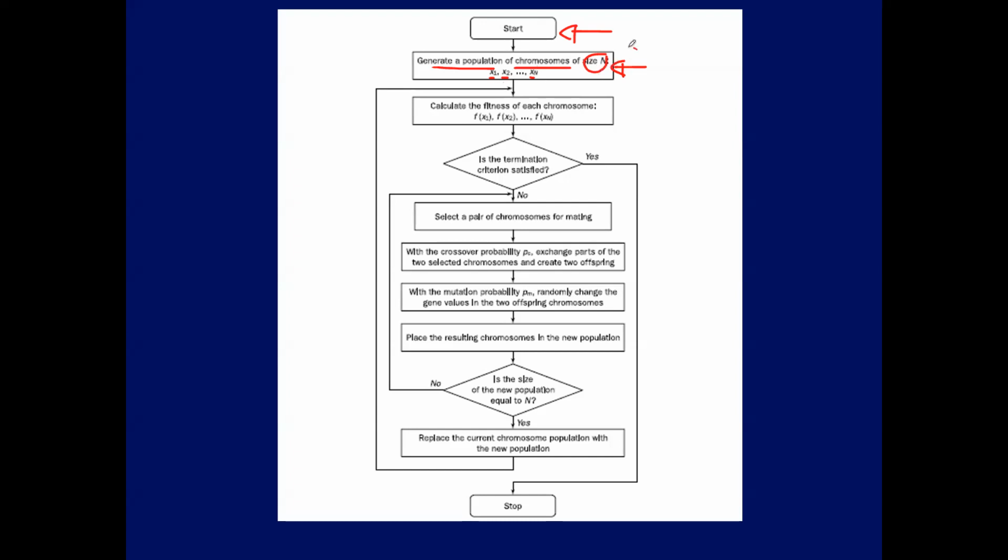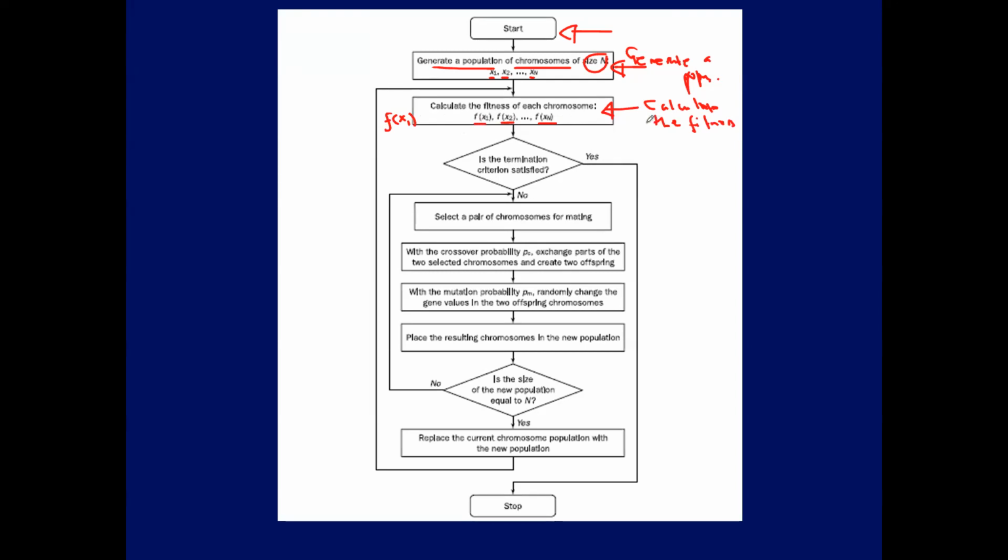Once we generate a population, then we calculate the fitness of each chromosome. So this, we said that we need to know because we want to choose solutions that are fitter than others to create new solutions. So the fitness is calculated through what is called a fitness function, and we use f(x) to denote that function. For example, for the first chromosome, we calculate its fitness using f(x1).